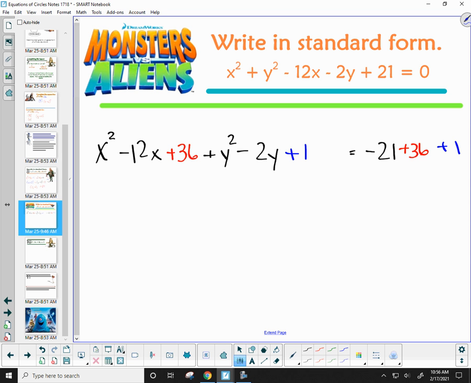Say that again. Wait, why did you square it? Because we always say b divided by 2 and square it to get that third term. Are you okay now? Yeah. Okay.